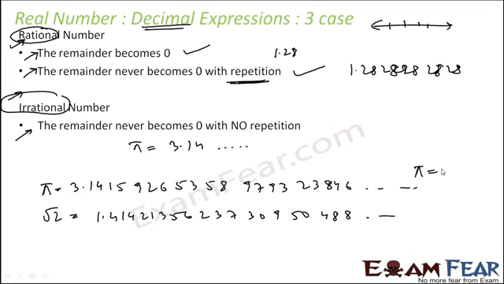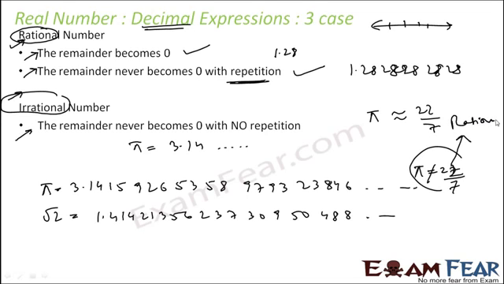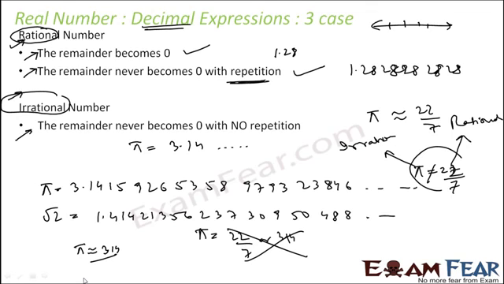Please note, when you say pi is 22 by 7, a lot of people ask me, that is wrong. Pi is not equal to 22 by 7, it is close to 22 by 7, because 22 by 7 is a rational number and we know that pi is irrational. So when you say pi is 22 by 7 or 3.14, it is wrong, because pi is not equal to 22 by 7 or 3.14. Just for ease of calculation, we assume pi to be approximately 3.14, but the actual value is as shown.